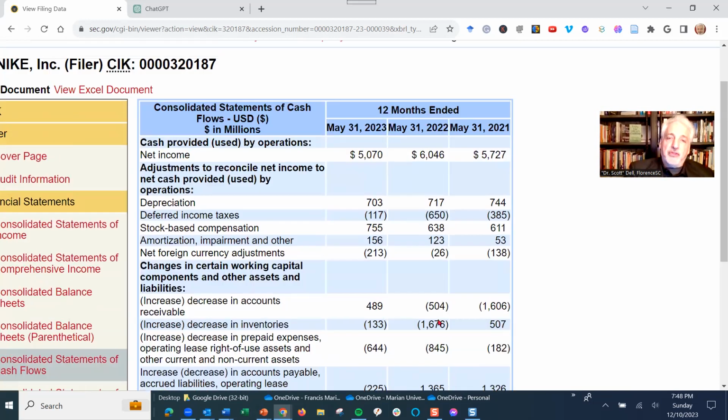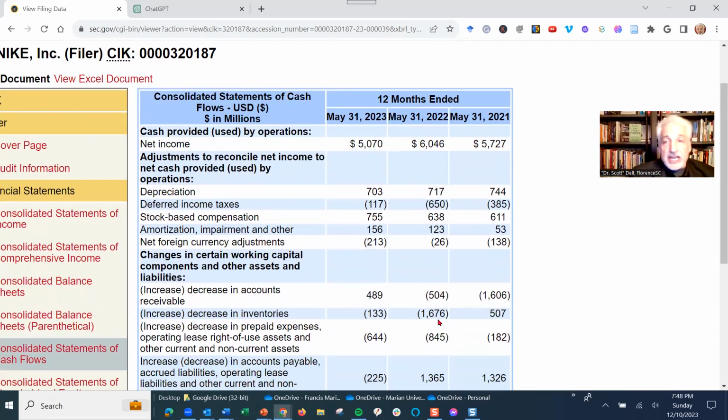So we start with net income. That's our cash flow statement. Income statement starts with revenues. Balance sheet starts with assets and liabilities. Cash flow is very clear, net income. And then we're adding depreciation. Wait a minute. We deducted depreciation expense, which means we have to add that back. Okay. Stock-based compensation. We had deducted that. We're adding that back. Amortization, same thing. We deducted, add back. Foreign currency adjustments.